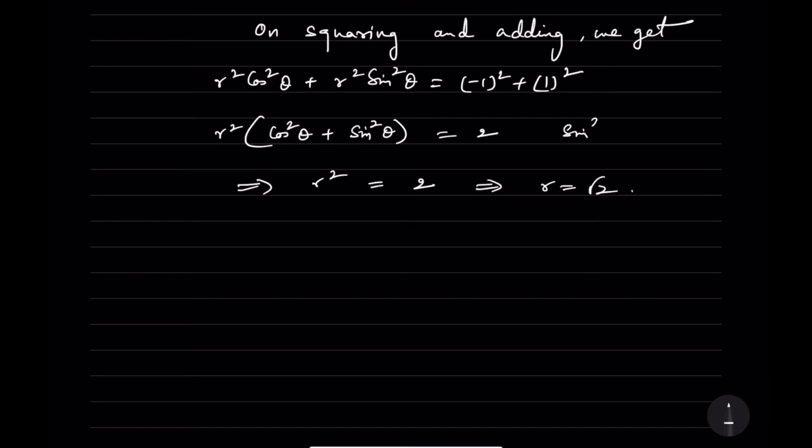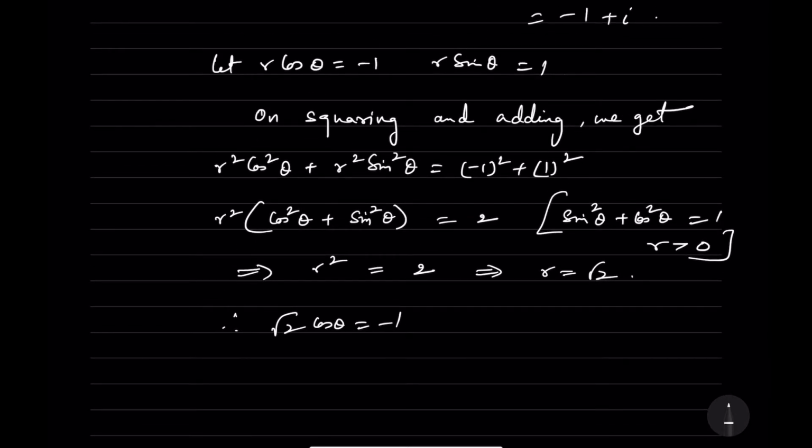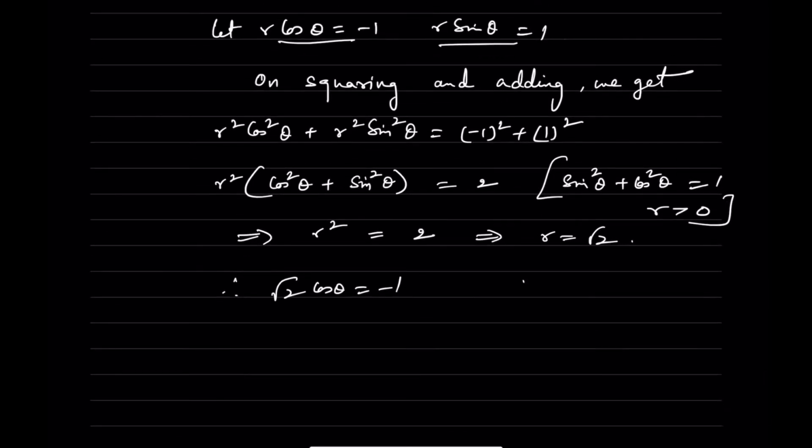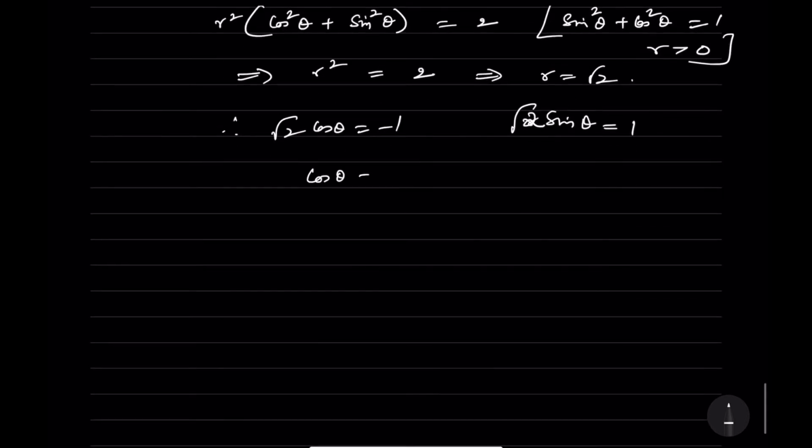Here we know that sin square theta plus cos square theta is equal to 1, and here r is greater than 0, since r is equal to root 2. Therefore root 2 cos theta is equal to minus 1, substituting the value of r in these two. So you get r cos theta is equal to minus 1, r sin theta is equal to 1, so root 2 sin theta is equal to 1, or cos theta is equal to minus 1 by root 2 and sin theta is equal to 1 by root 2.